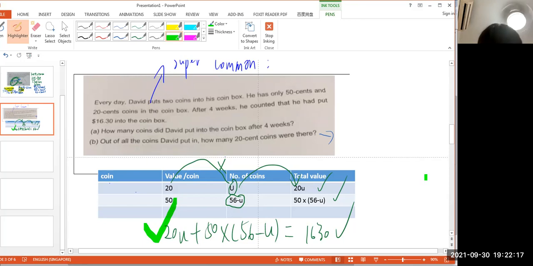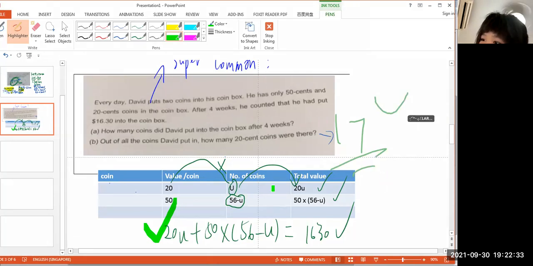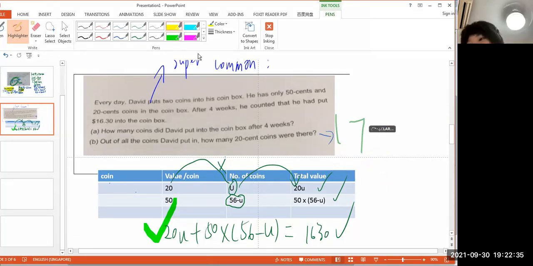Can you hear my brother fighting with my auntie? No. You want to see magic? Okay, this is magic. Okay. No, check it out. I found 20 cents, 17. So u equals to 17, then the other one will be 39. Yeah. Okay. So should be okay.